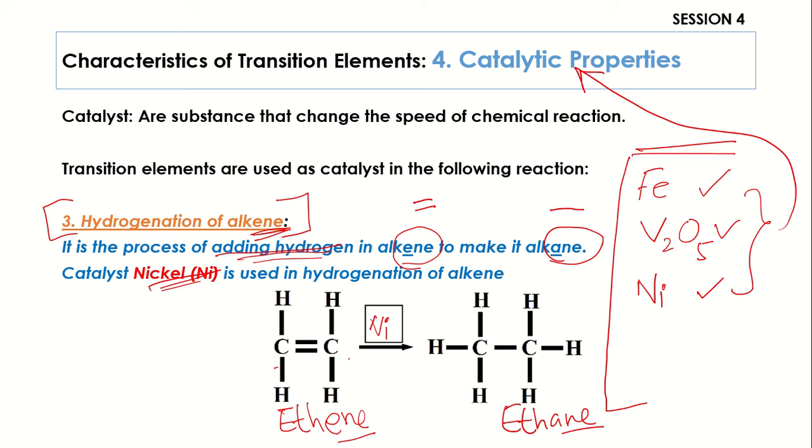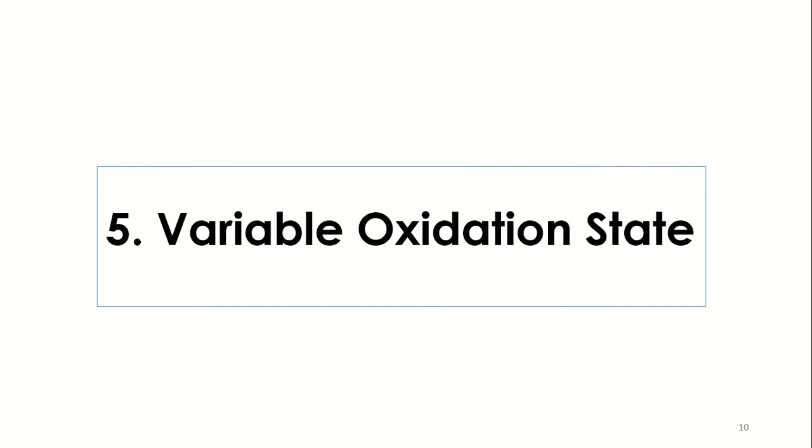So that's all about the first property of transition elements that we are going to learn today. Now going to the next one, that is variable oxidation state. By the name itself, you can think about the meaning of variable.